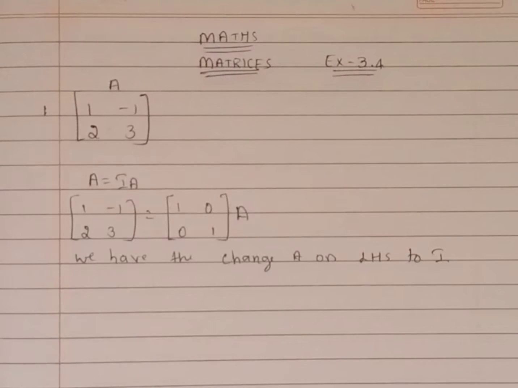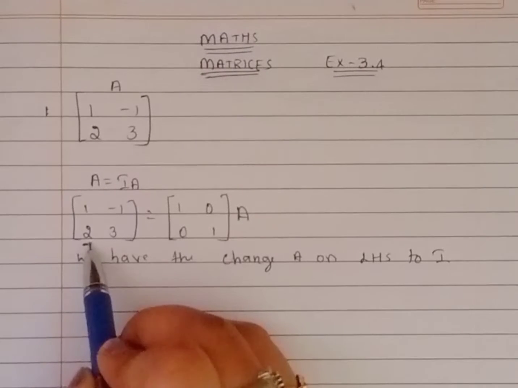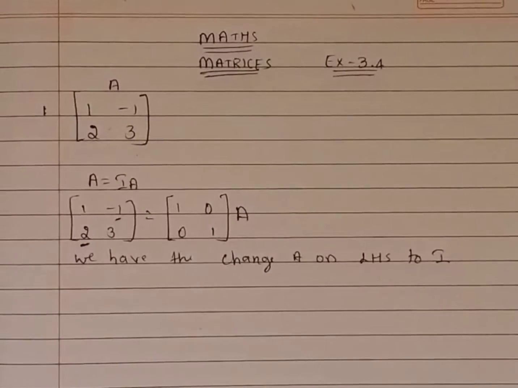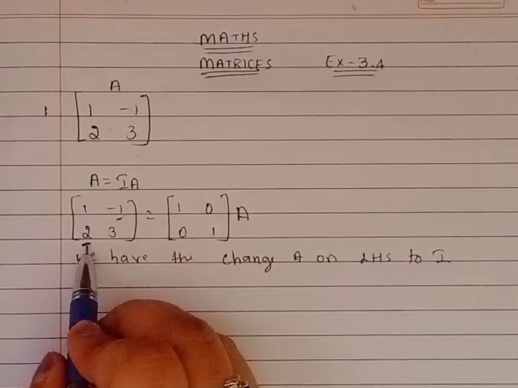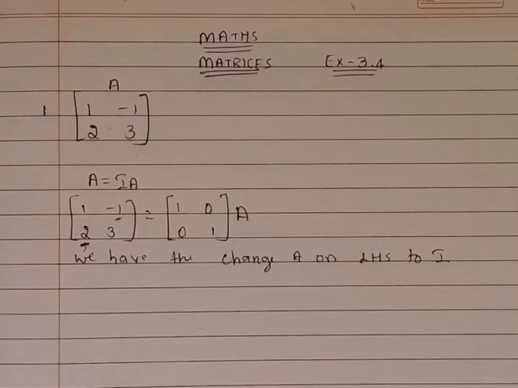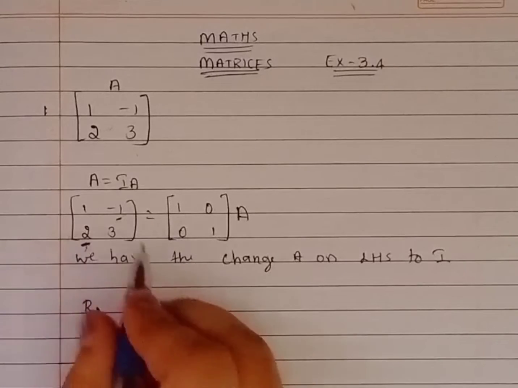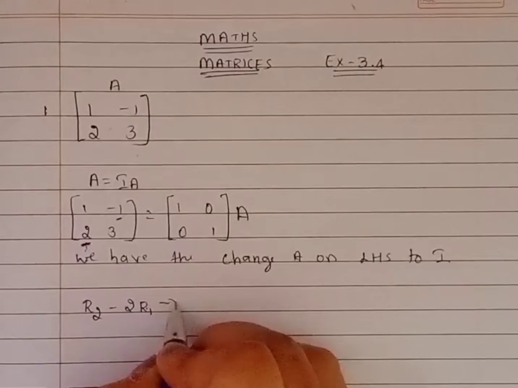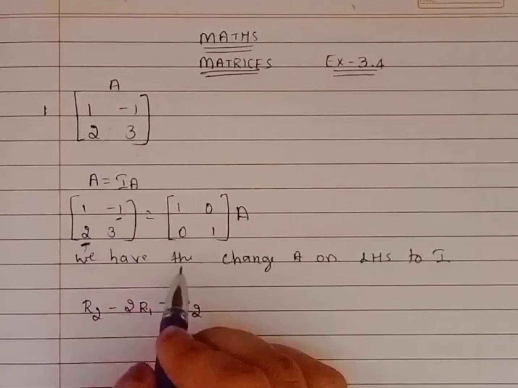In order to change this matrix, first we'll make the second row's first element 0, and next the first row's second element 0. So first let's make the second row's first element 0. To make this element 0, we consider an expression: R2 is the second row minus 2 times R1, the first row, which gives R2. This applies to the whole of R2, that is row 2.